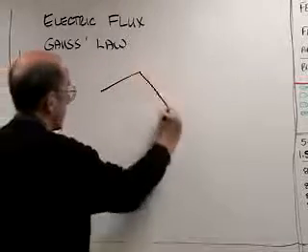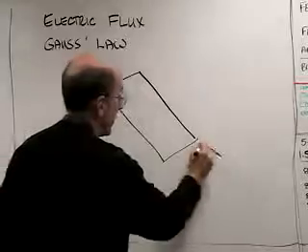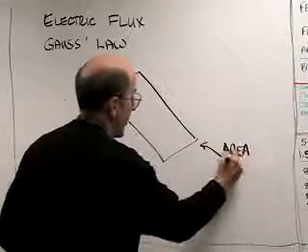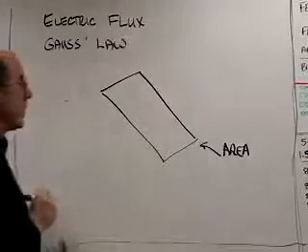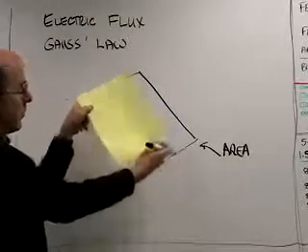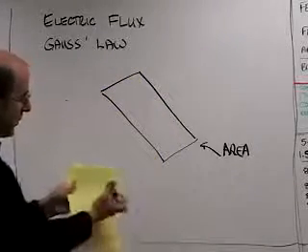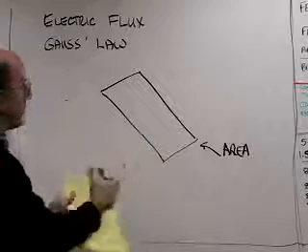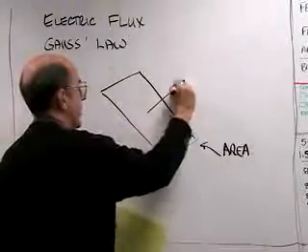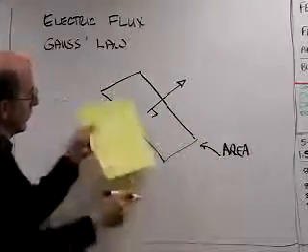I'll make it a rectangular surface like our page. It has an area A, and we have to figure out some way to denote how this surface is oriented in space. The way we do that is we define a vector that's perpendicular to the surface that we're looking at, and so this vector is perpendicular to this surface.